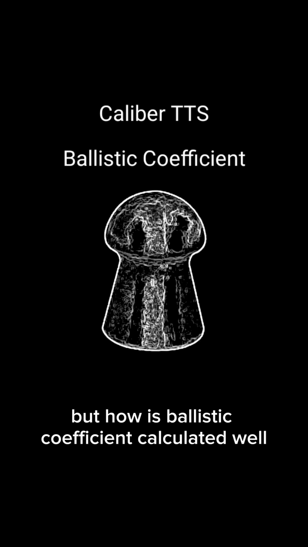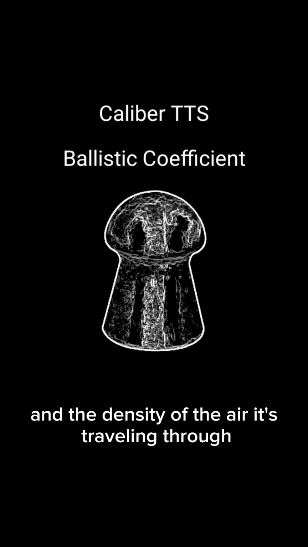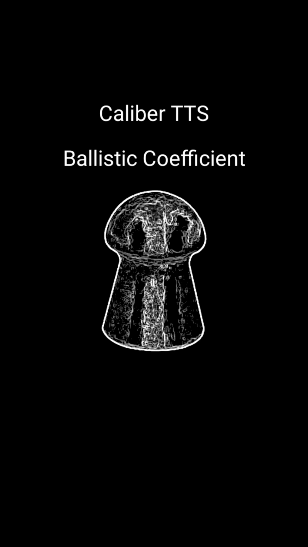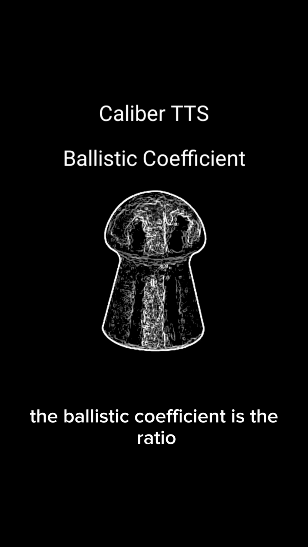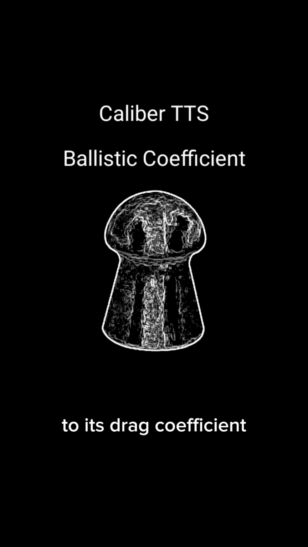But how is ballistic coefficient calculated? Well, it's based on the shape and weight of the projectile, as well as its velocity and the density of the air it's traveling through. Specifically, the ballistic coefficient is the ratio of the projectile's sectional density to its drag coefficient.